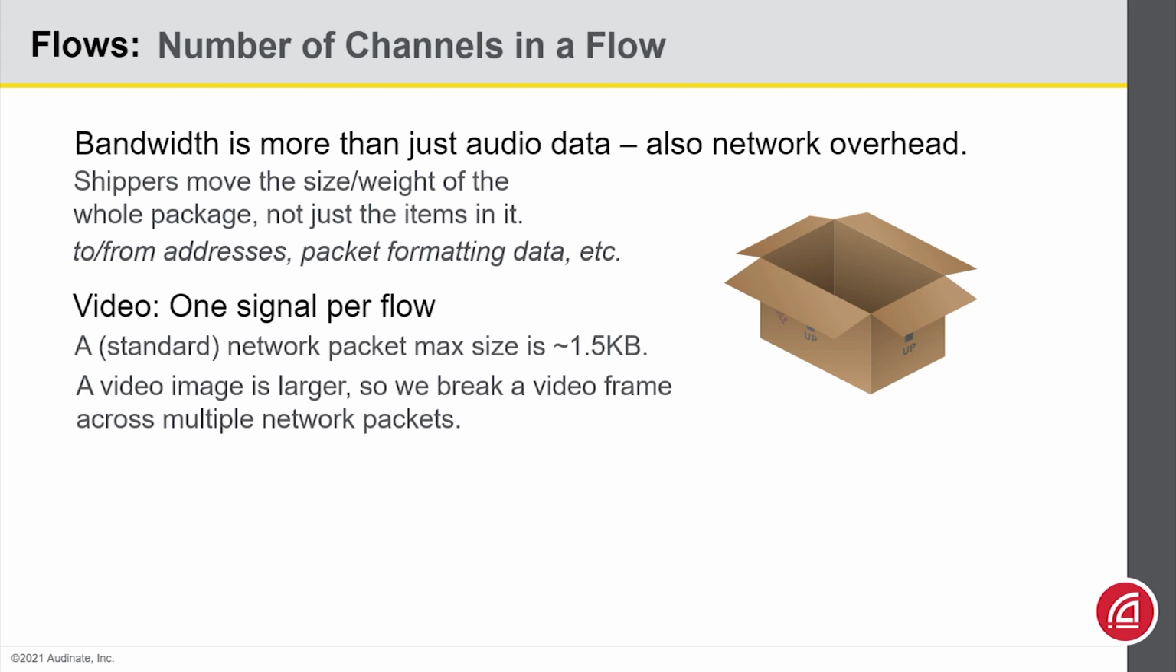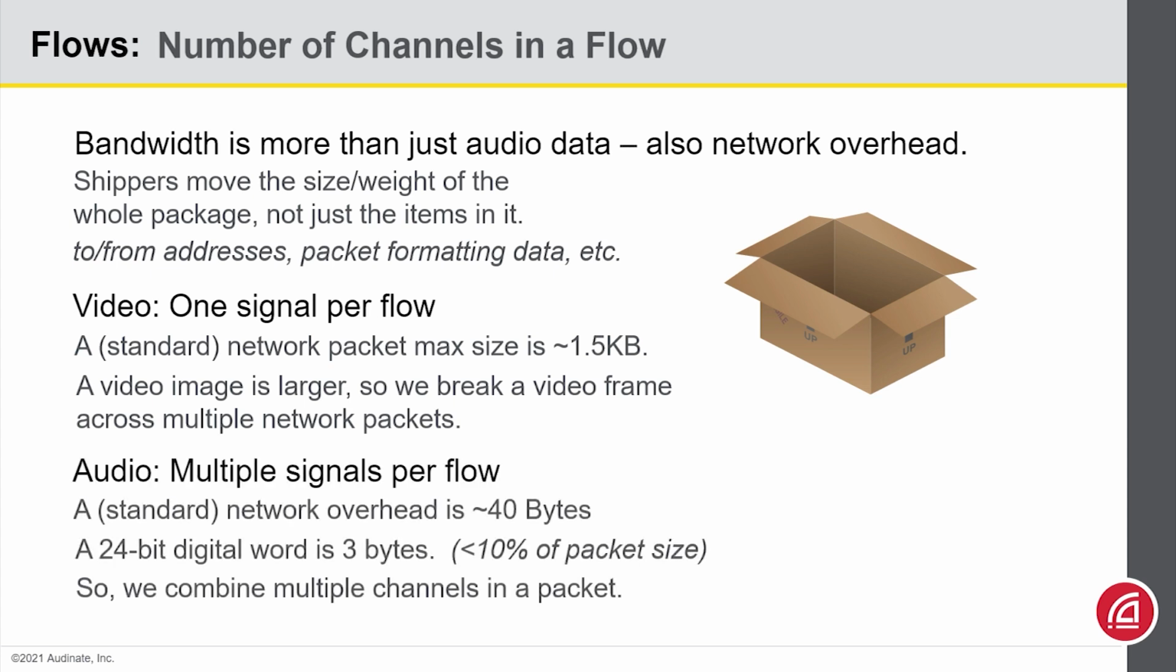Now for video, these differences don't impact us much because video signals are pretty large. A network packet's maximum size is about 1.5 kilobytes. A single frame of video is much larger than that, so we obviously have to break a single frame into pieces and send that across the network. When we make a Dante video flow, a single video stream will occupy the flow all by itself. But audio data is much smaller.